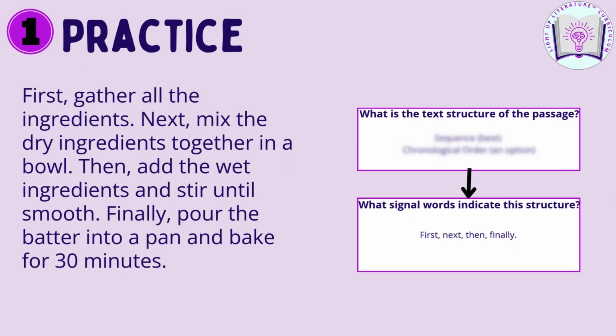Practice 1 has multiple keywords. We've got first, next, then, and finally. Those show order. So when we're doing this, this is a recipe, so you're going to know that it's sequence versus chronological order.